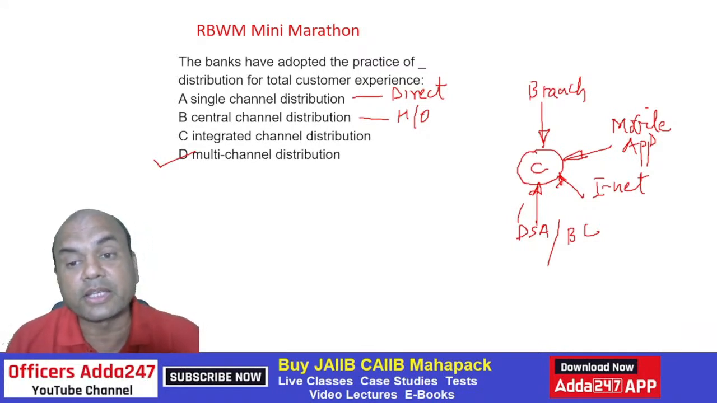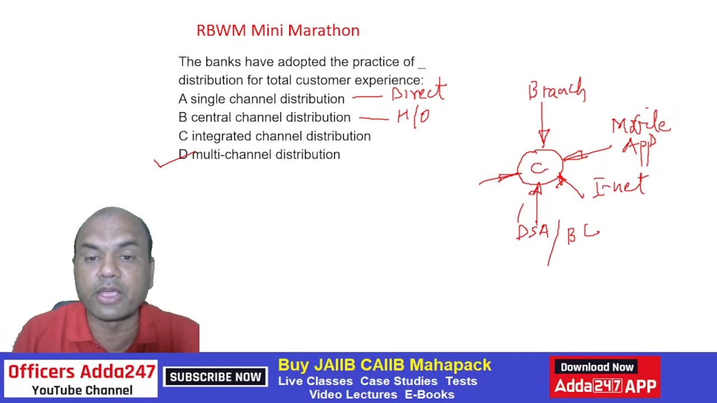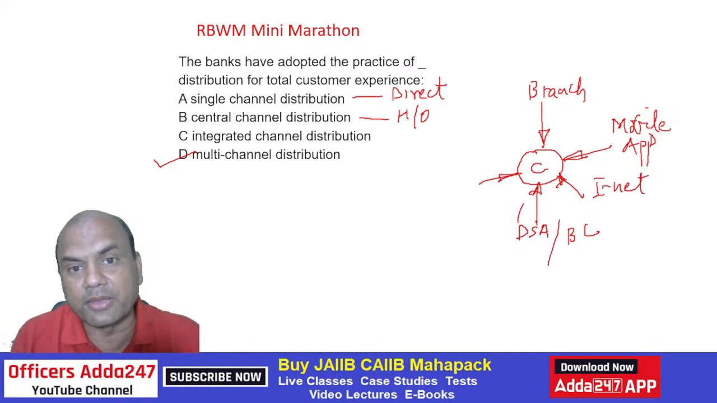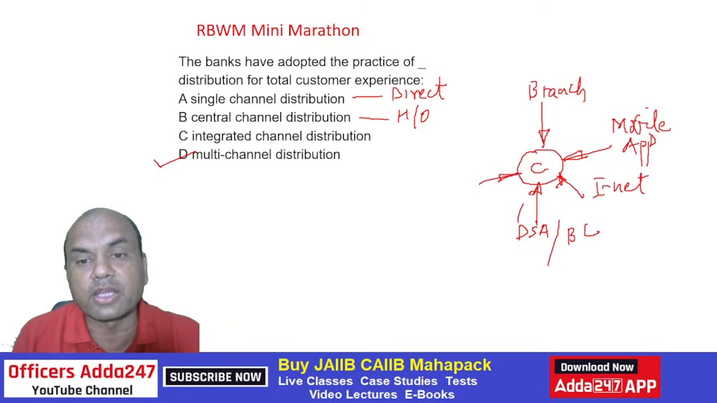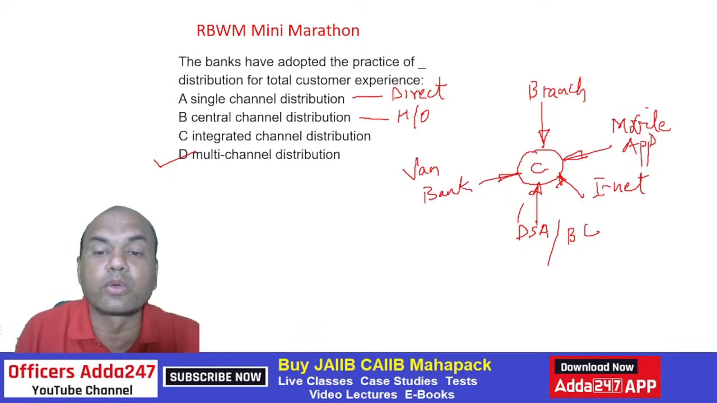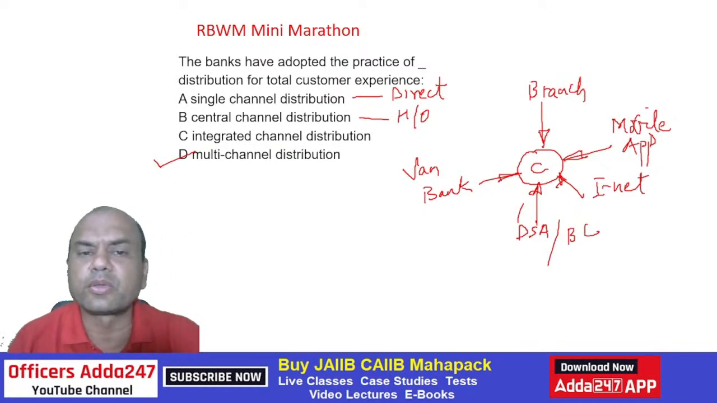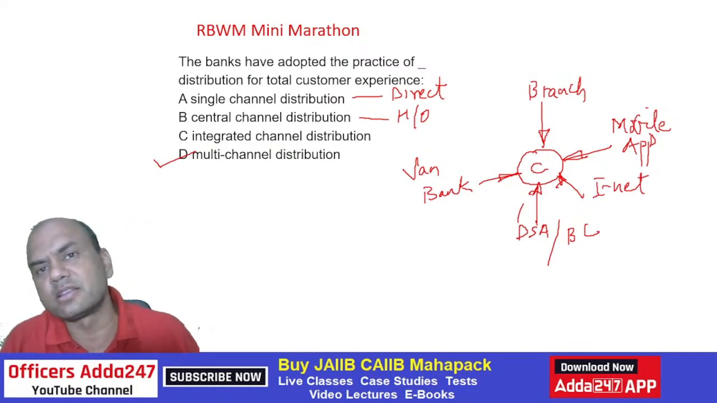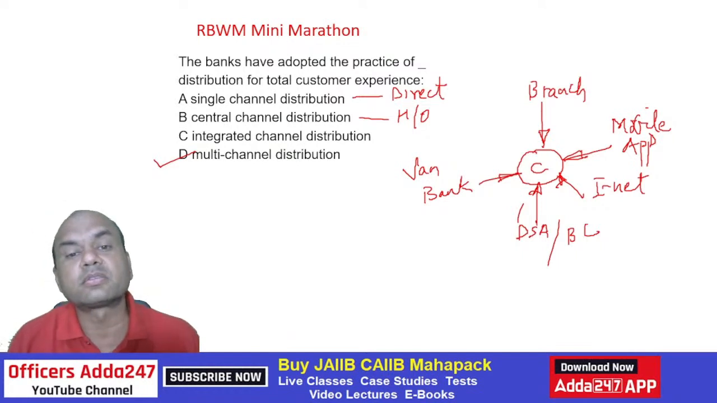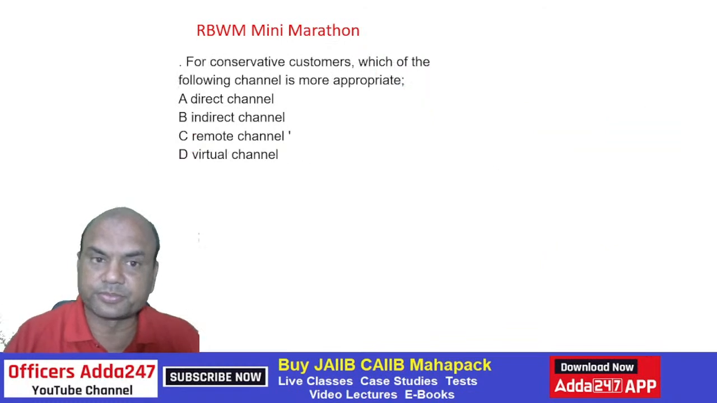There are various other channels also. In rural areas we have mobile branches. Mobile means not mobile, it's running, that van runs, so you can call it van banking. We go to the rural areas through vans. So various channels can be there. Banks have adopted the practice of multi-channel so that the customer gets a better experience.